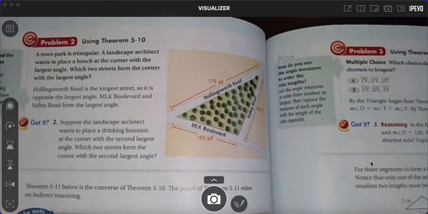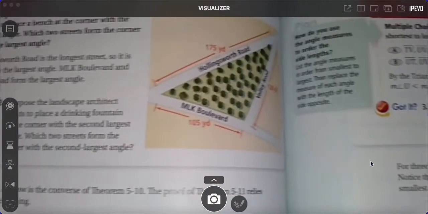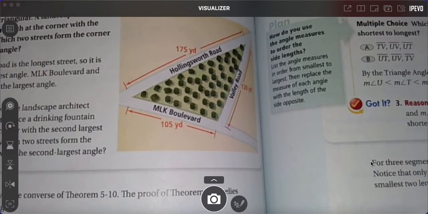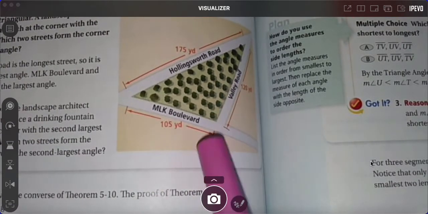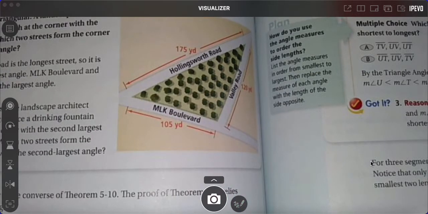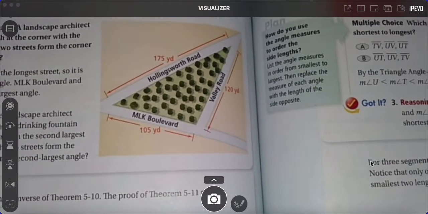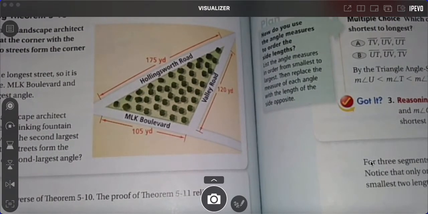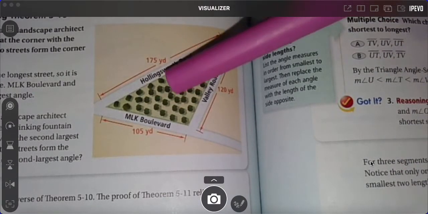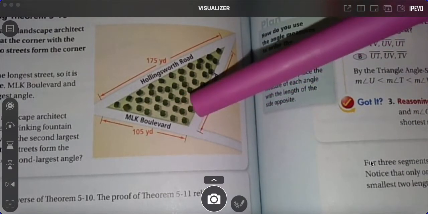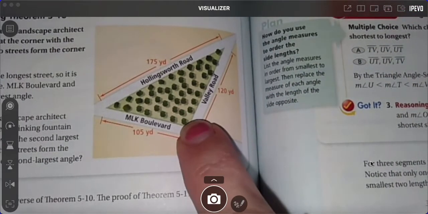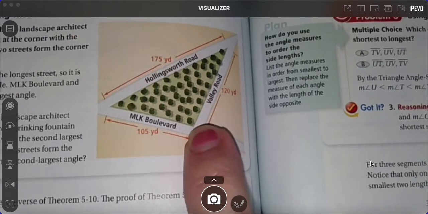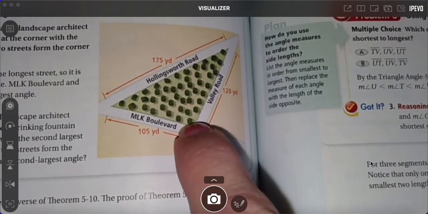All right. They give us this little triangle. It's got some landscape. And it wants to know which corner, like where the two streets meet, has the largest angle. Where's my largest angle? What are you going to look for? They don't give me angles, so we have to look at what numbers. 175. Yeah, you're right. The 175. He picked the largest side, right? And which angle's across from it? This one right here. Does everybody understand that? Yes, no? So this right here, MLK Boulevard and Valley Road, where they meet, that's the biggest angle.